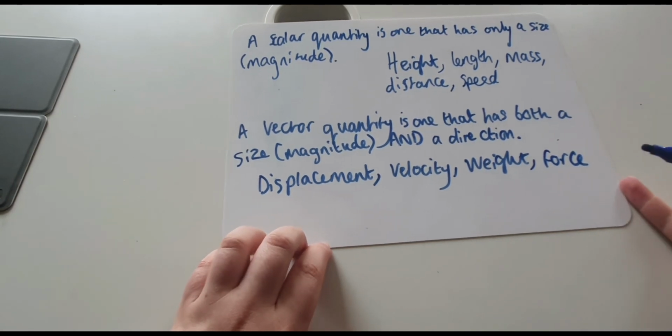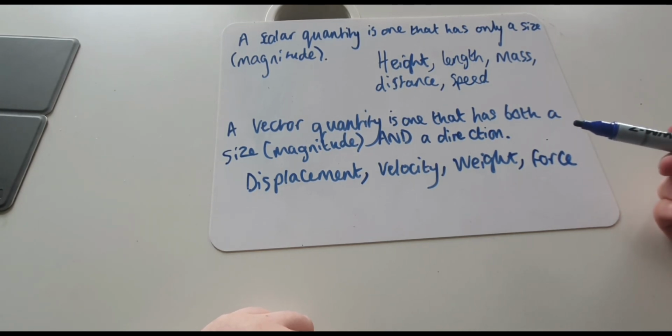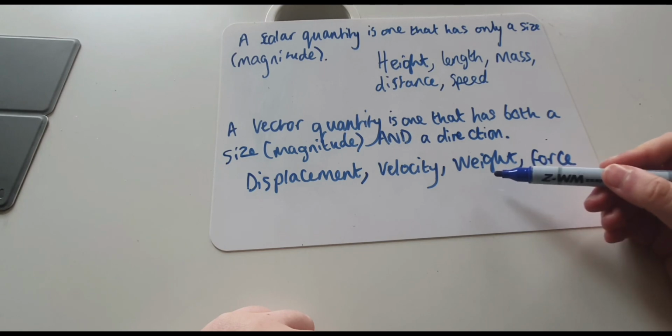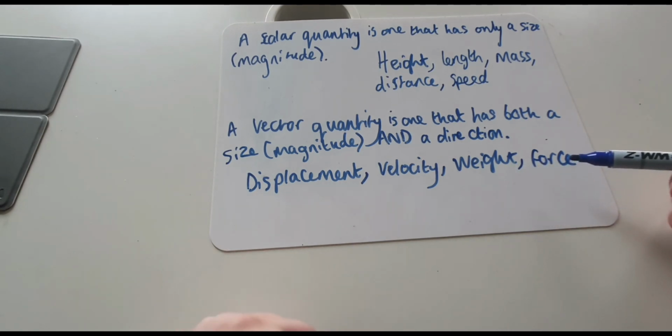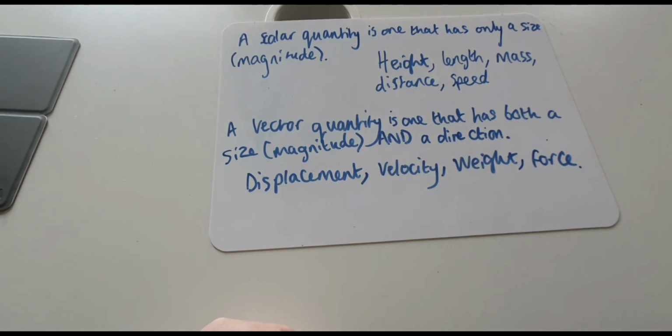Okay, so whenever you're talking about forces, you must give the size of it, i.e. the magnitude, so 10 newtons, and the direction. Okay, weight is always downwards, but if we're talking about general forces, it could be in any direction. So I hope that clears up the difference between those two.